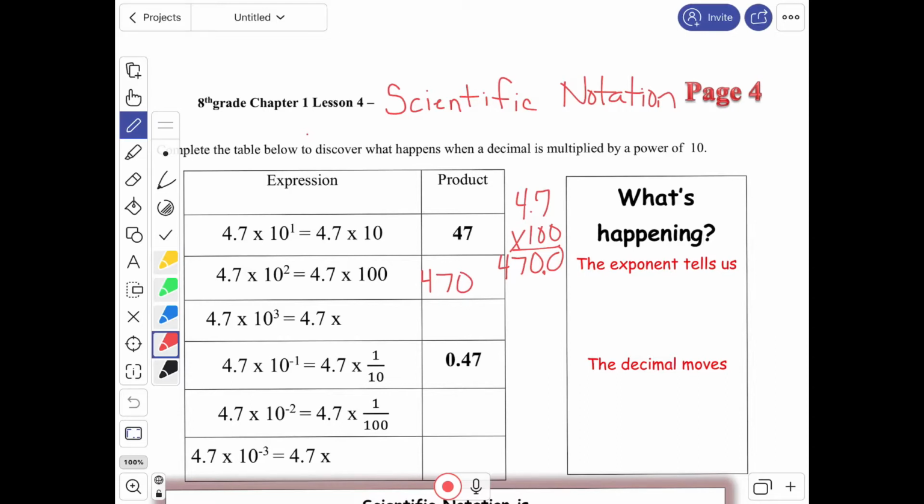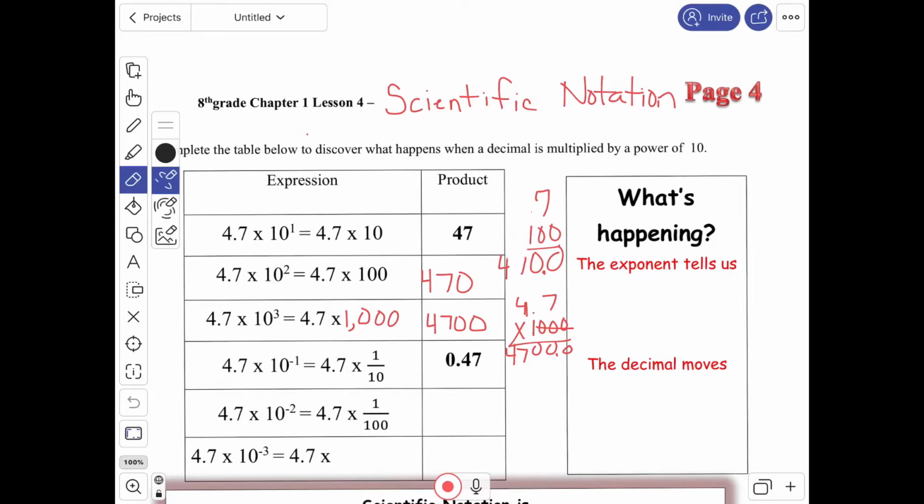The next one is 4.7 times 10 to the third power, so that'd be 4.7 times 1,000. I hope you're starting to see a pattern here. I'm going to put 3 zeros down because there's 3 at the end, and then the 47. And there's one decimal space in the problem, so I move it over once. And my answer is 4,700.